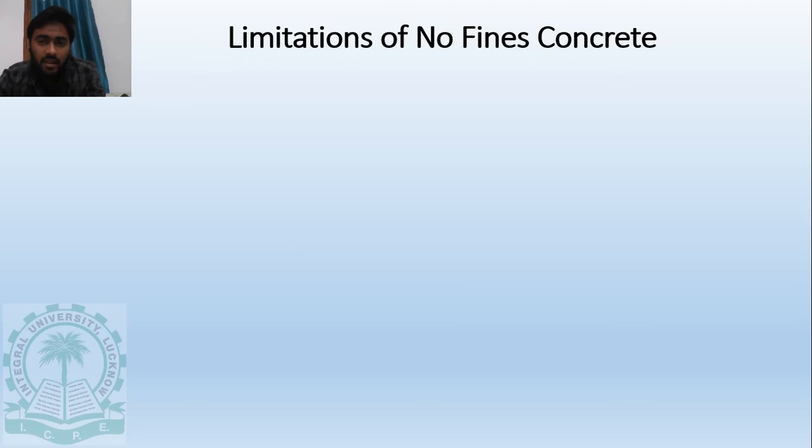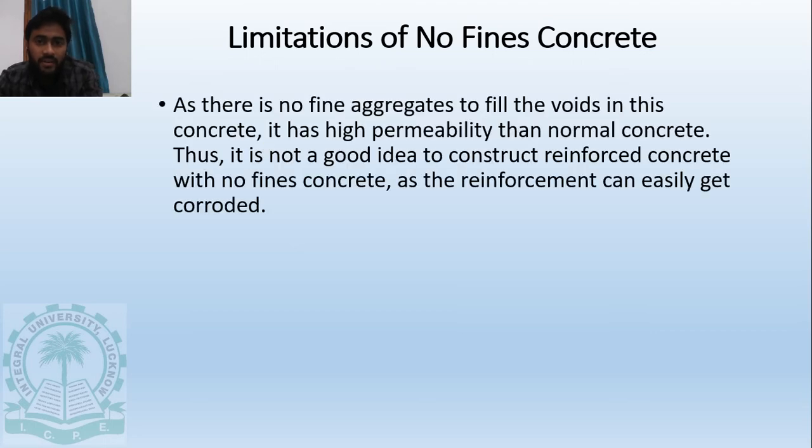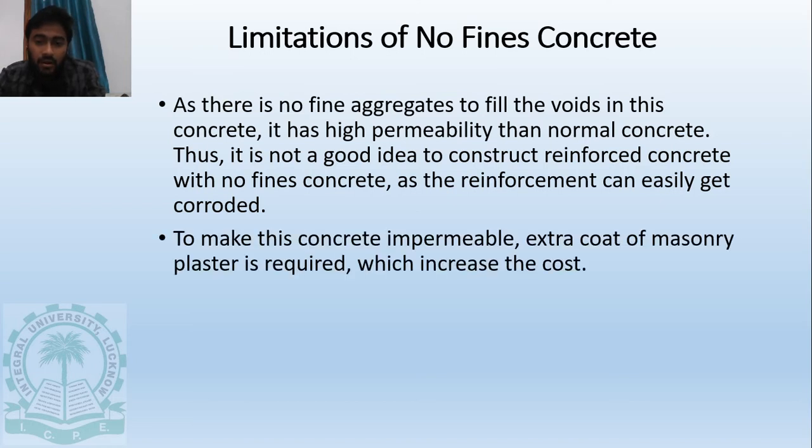Okay. So we have some limitations also of no fines concrete. Obviously, when there is no fine aggregate, the voids are not filled by fine aggregates, so the permeability is very high, so the water can flow through it, and the reinforcement can easily get corroded if you're using this type of concrete with steel. So to make such concrete impermeable, extra coat of cement is required, plaster is required, which then increases the cost.